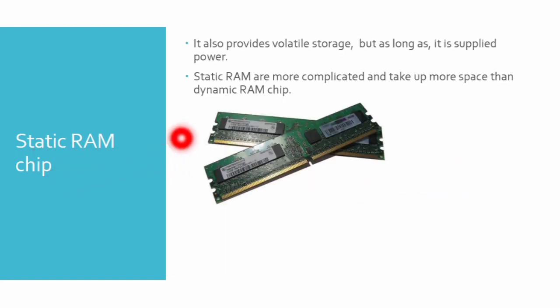Static RAM chip. It also provides volatile storage, but only as long as it is supplied power. When the power is not supplied, that is the system is turned off, the data will get erased. That's why it is called volatile storage. And ROM is a non-volatile storage. Static RAM are more complicated and take up more space than dynamic RAM chips. So nowadays the RAM which are coming in the market may be 1 GB, 2 GB, 4 GB or 8 GB also.